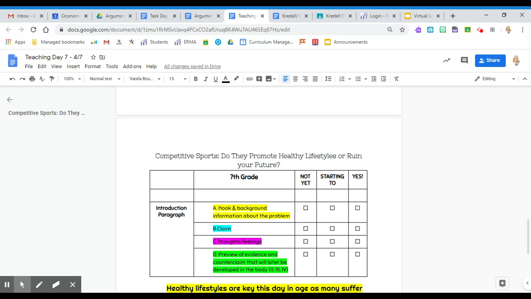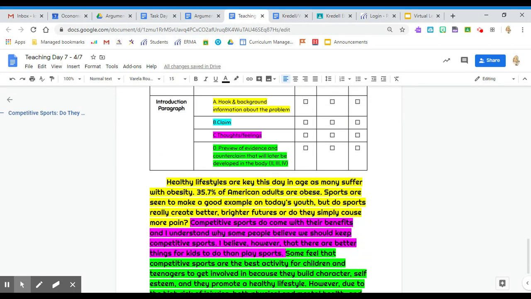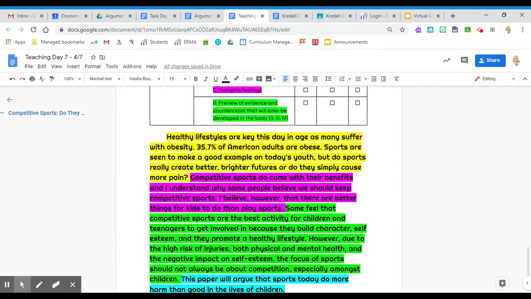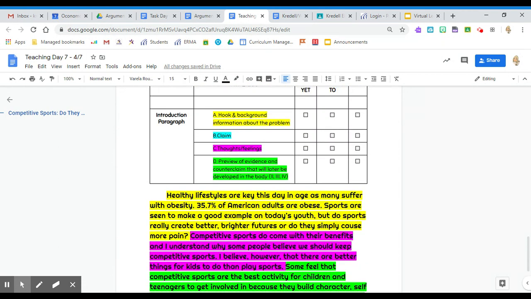And so guys, one thing that I've learned with research papers and with rubrics is that you want to make sure that you're getting every part of the rubric. You're hitting every single part. And so one way I found that works for me is to highlight the different parts that I need in my introduction paragraph, and then actually highlight them when I do that, right? So I need a hook and background information, so that's in yellow. I need my claim, so that's in blue.